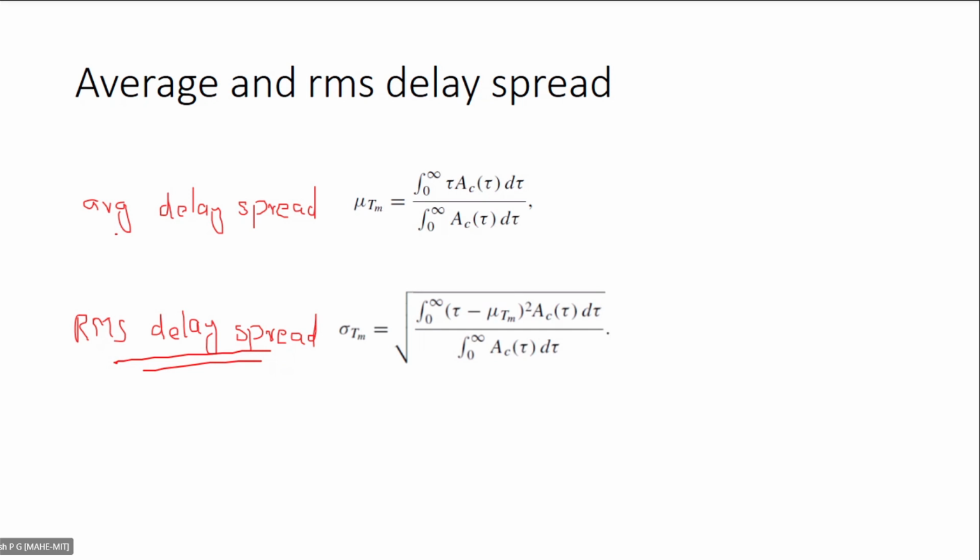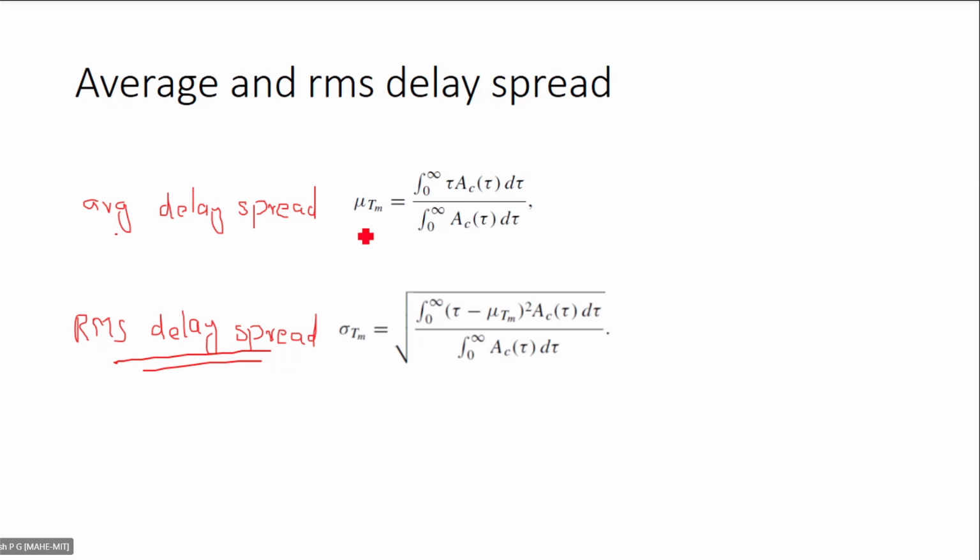So as I have just mentioned, there are two important terms that we can observe from this particular diagram, that is power delay profile, and two important values are average delay spread and the second value is RMS delay spread. So average delay spread can be calculated, that is mu Tm is equal to integral 0 to infinity tau into autocorrelation d tau by integral 0 to infinity AC tau d tau. So this is how we calculate average delay spread, right?